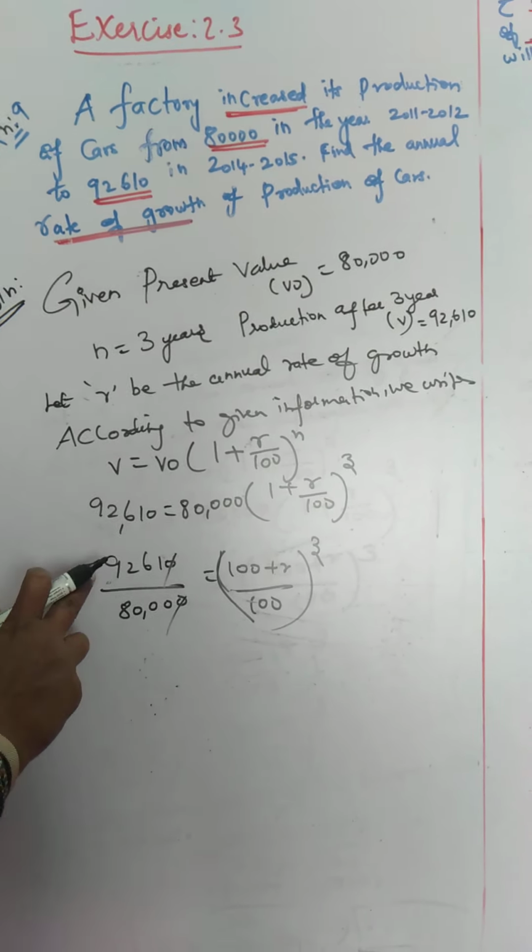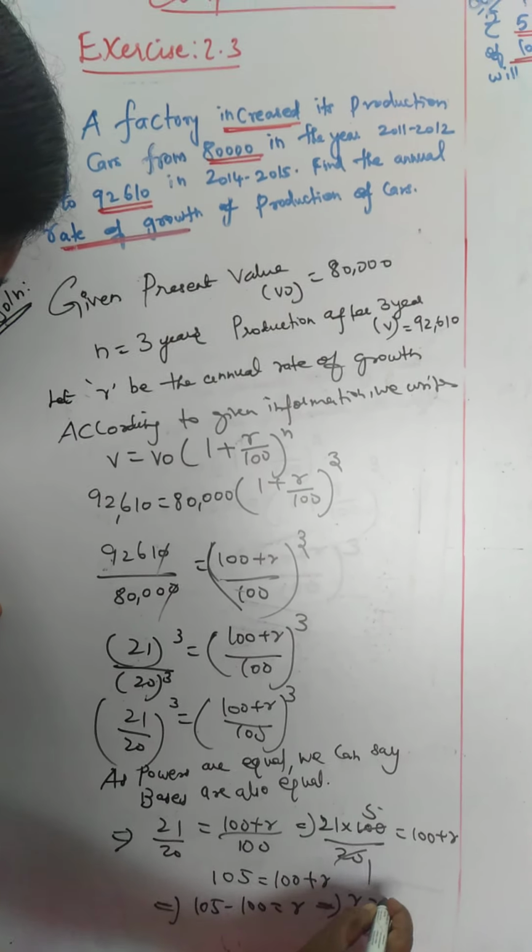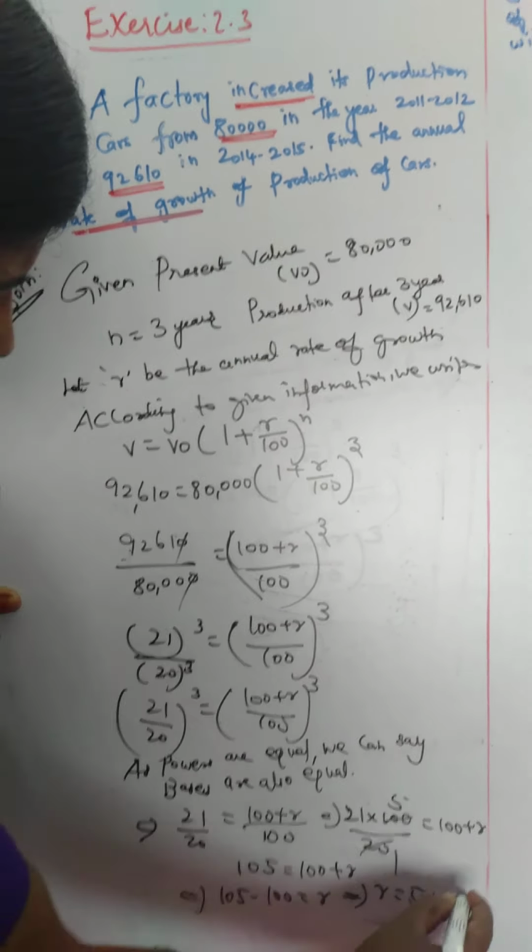So we are bringing this 100 to the numerator, which is equal to 100 plus R. By 20 table if we cancel, this is 5 times. So 105 equals 100 plus R. So which implies 105 minus 100 equals R. So which implies R is equal to 5%, which is the rate of growth, that is, the annual rate of growth is 5%.